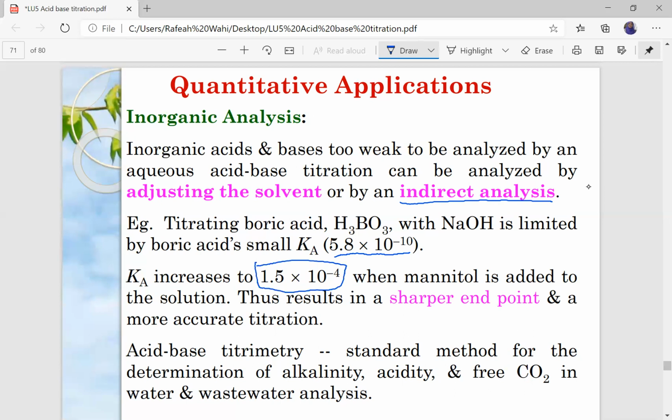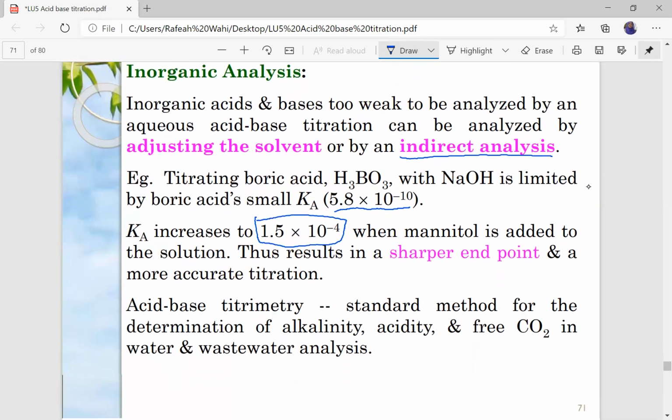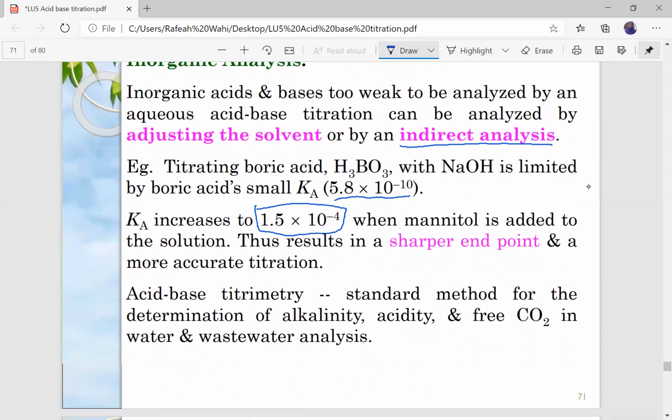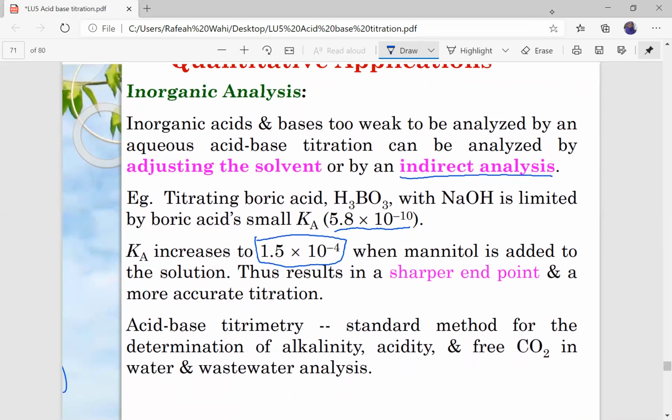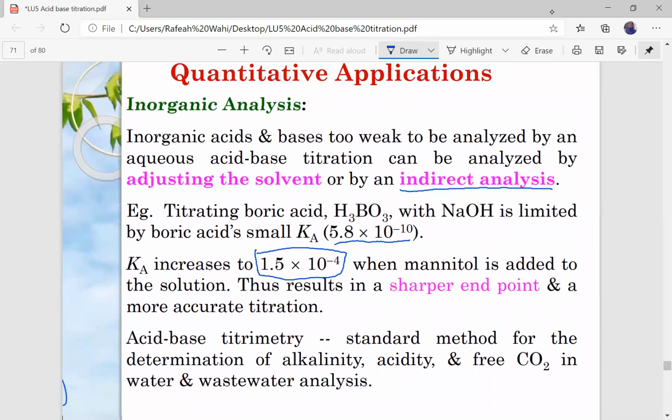Okay, so acid-base titrimetry is the standard method for the determination of alkalinity, acidity, and free CO2 in water and wastewater analysis. So these are some of the quantitative applications of acid-base titration. Okay.